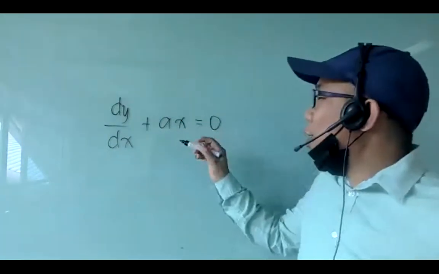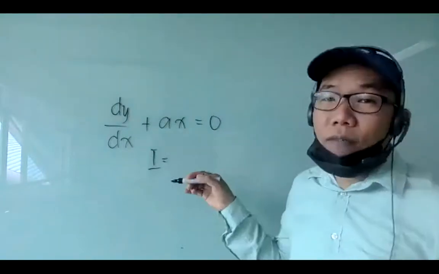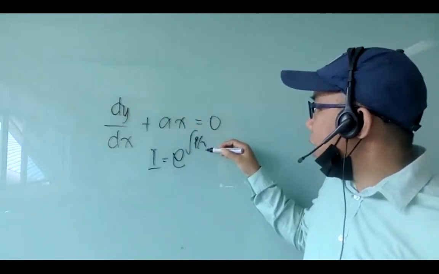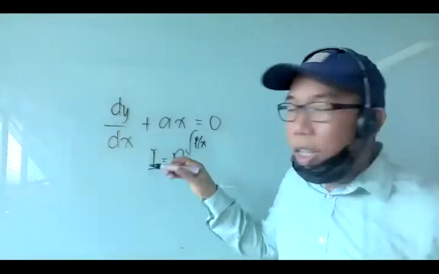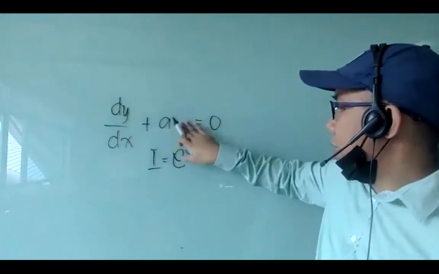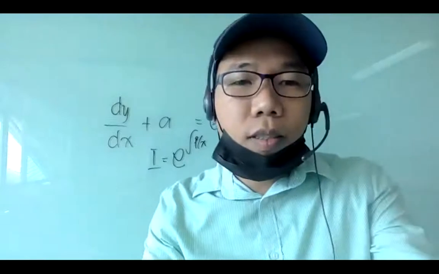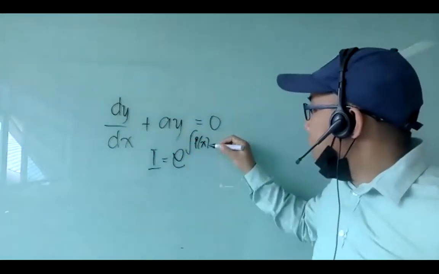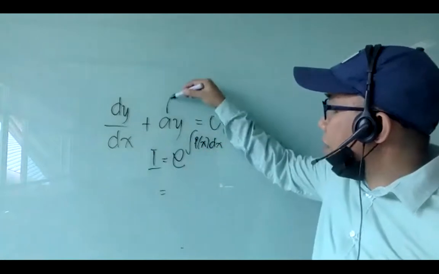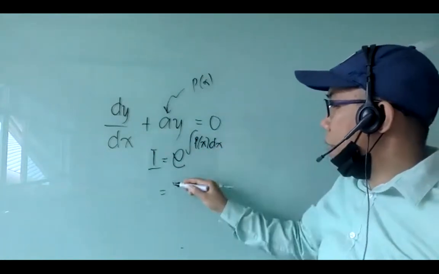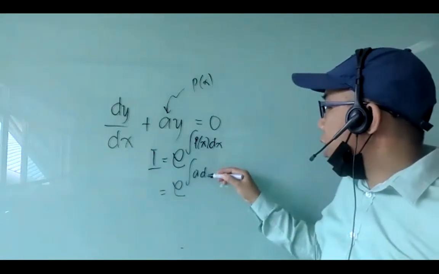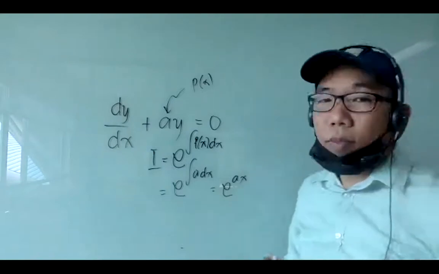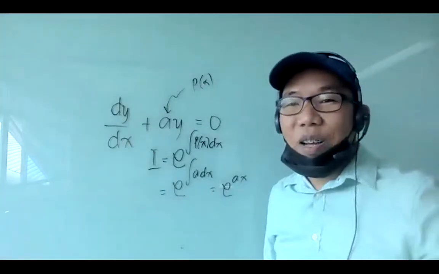Ano ba yung ating formula for finding the integrating factor? It's e raised to the integral of P of x dx. Stand corrected ha. So what is our P of x? Our P of x is a. So e raised to integral of a dx. Now this will be e raised to ax. Okay na. So ito na yung ating integrating factor.